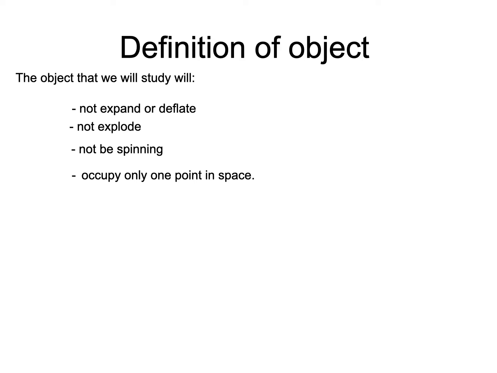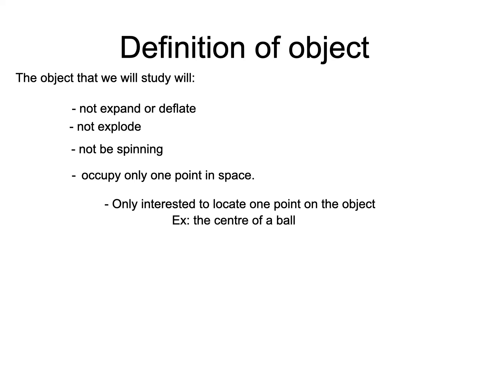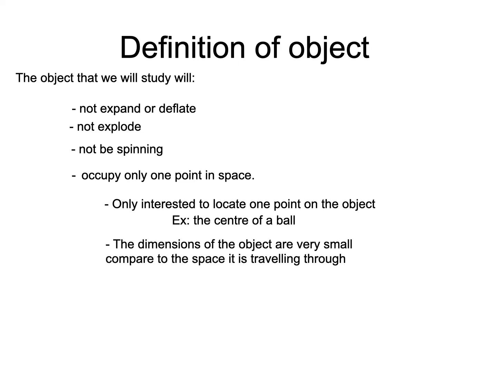But you can reconcile this result with reality by limiting your search for the location of the object to one point on the object. For example, the location of the center of a ball. Since a ball is not expanding, exploding, or spinning, then knowing where the center is located pretty much tells you where the rest of the ball is. You could also use an approximation. If the object is very small in comparison to the space it is in, you can picture it as just one point in space, like a fly in a concert hall or a car along a 5-kilometer road.